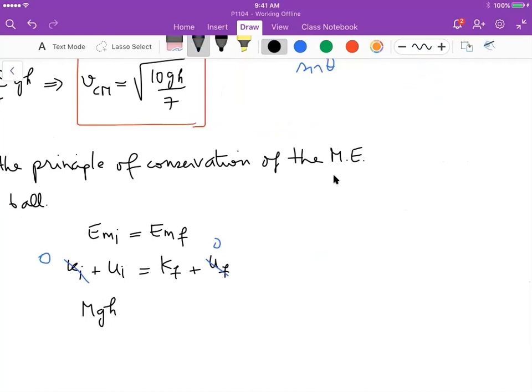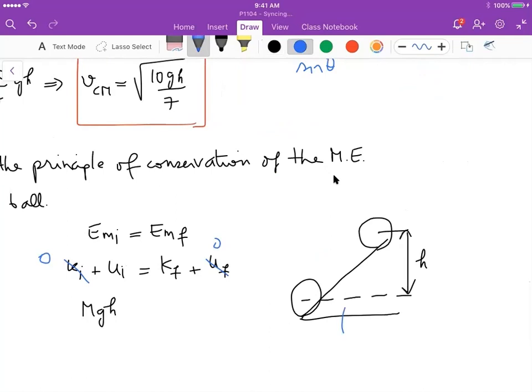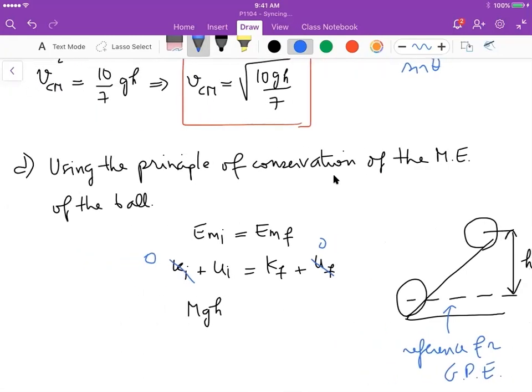If we put it here this way, this was in the initial state, and this was in the final state. Okay, if we take this level to be our reference for the gravitational potential energy, and knowing that this is the h, so this is our reference for the gravitational potential energy. Then we can write down that in the initial state it had mgh for the gravitational potential energy, right.